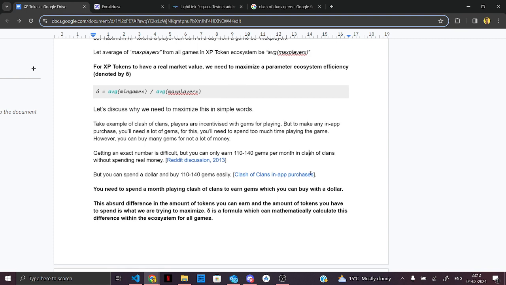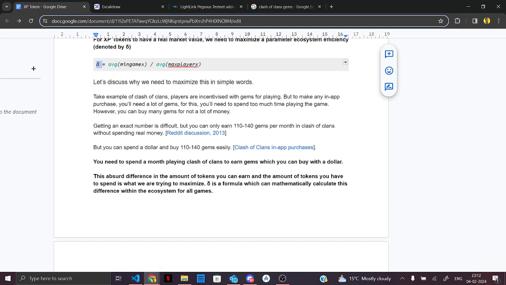So you see this absurd difference. This is what actually gives these gems their value, and this is what we are trying to maximize in the delta function. You need to spend a month playing Clash of Clans to earn gems. Okay, this is an absurd difference: spending a month to earn gems which you can buy with $1.